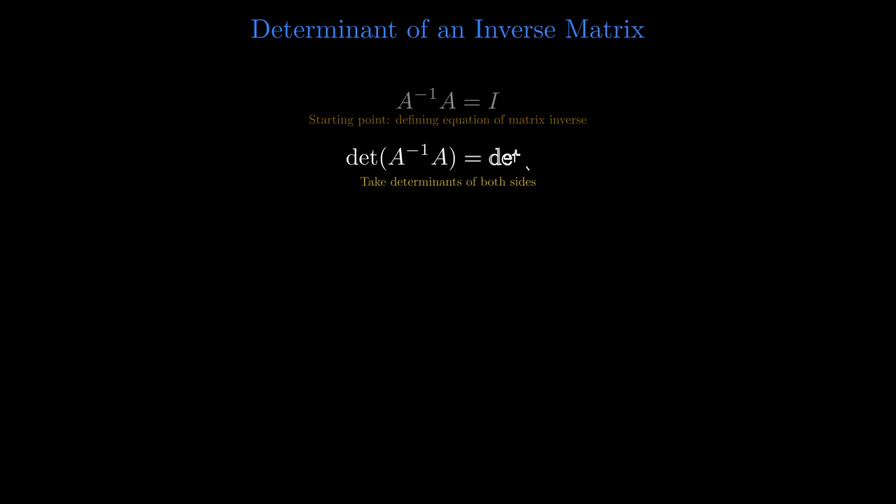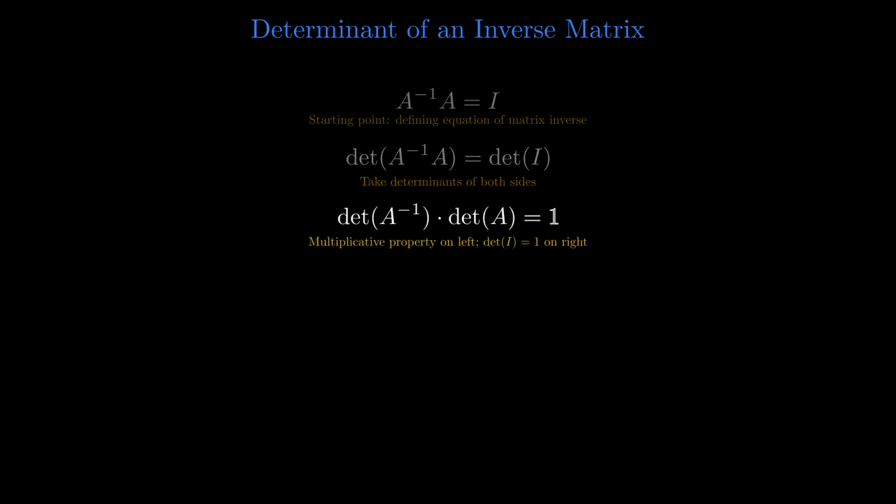The multiplicative property yields immediate consequences. First, let's find the determinant of an inverse matrix. Start from the defining equation. A inverse times A equals the identity matrix I. Now take determinants of both sides. The left side becomes the determinant of A inverse times A, which equals the determinant of I. By the multiplicative property, the left side splits into the determinant of A inverse times the determinant of A.